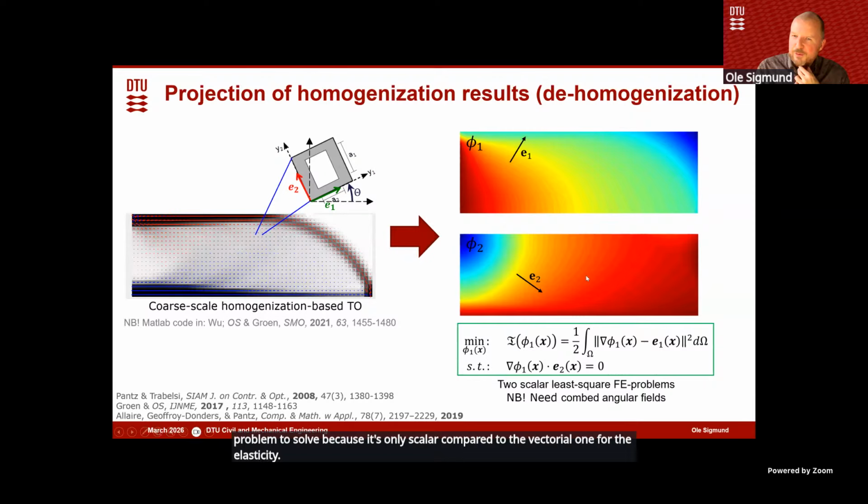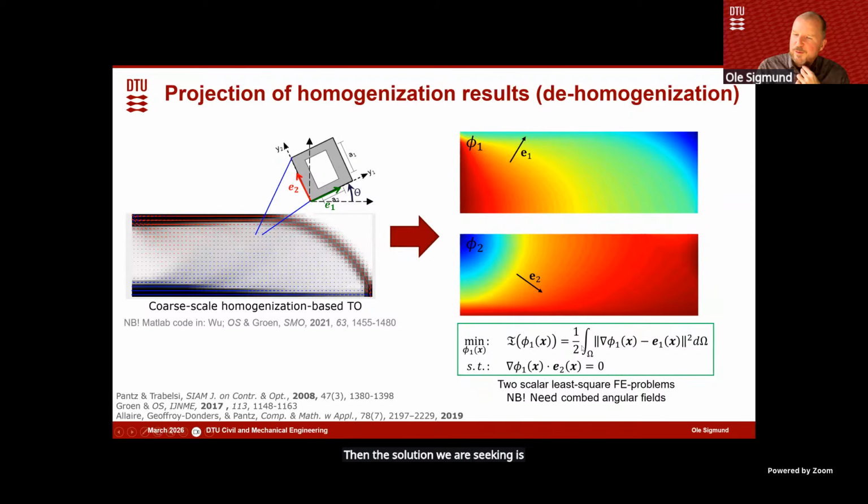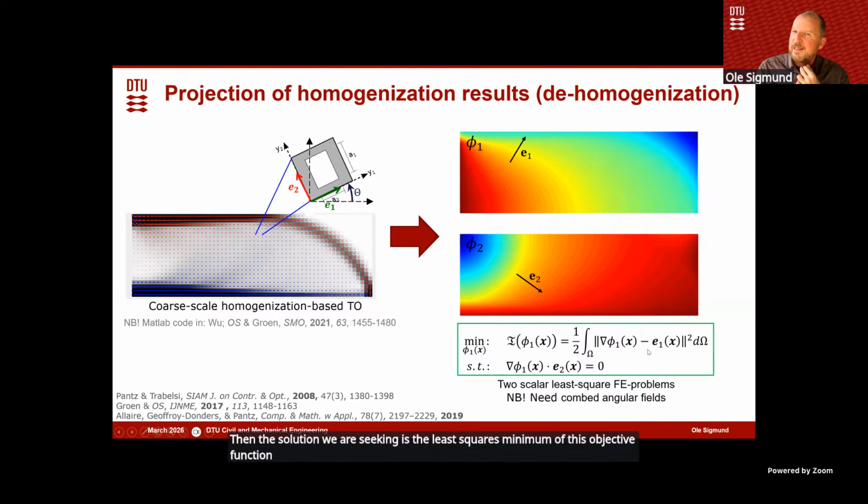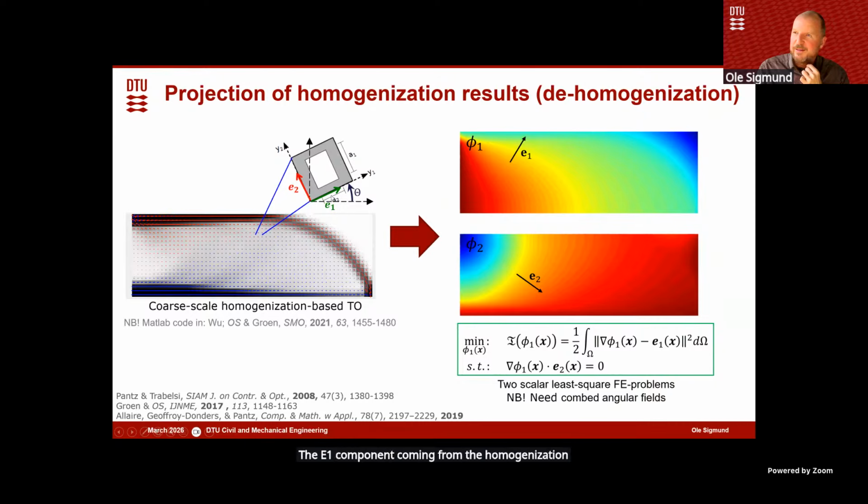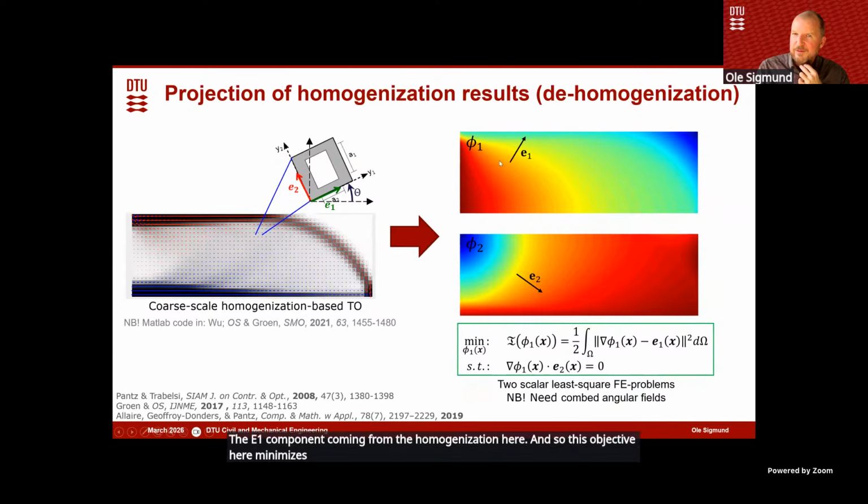Then the solution we are seeking is the least squares minimum of this objective function, which says that we want the gradient everywhere in these fields to be equal to the normal of the layer, the E1 component coming from the homogenization here. And so this objective here minimizes that. So it says essentially that the gradient of the phi field is equal to E1 distributed over the domain, and the gradient of the phi 2 field is equal to E2.